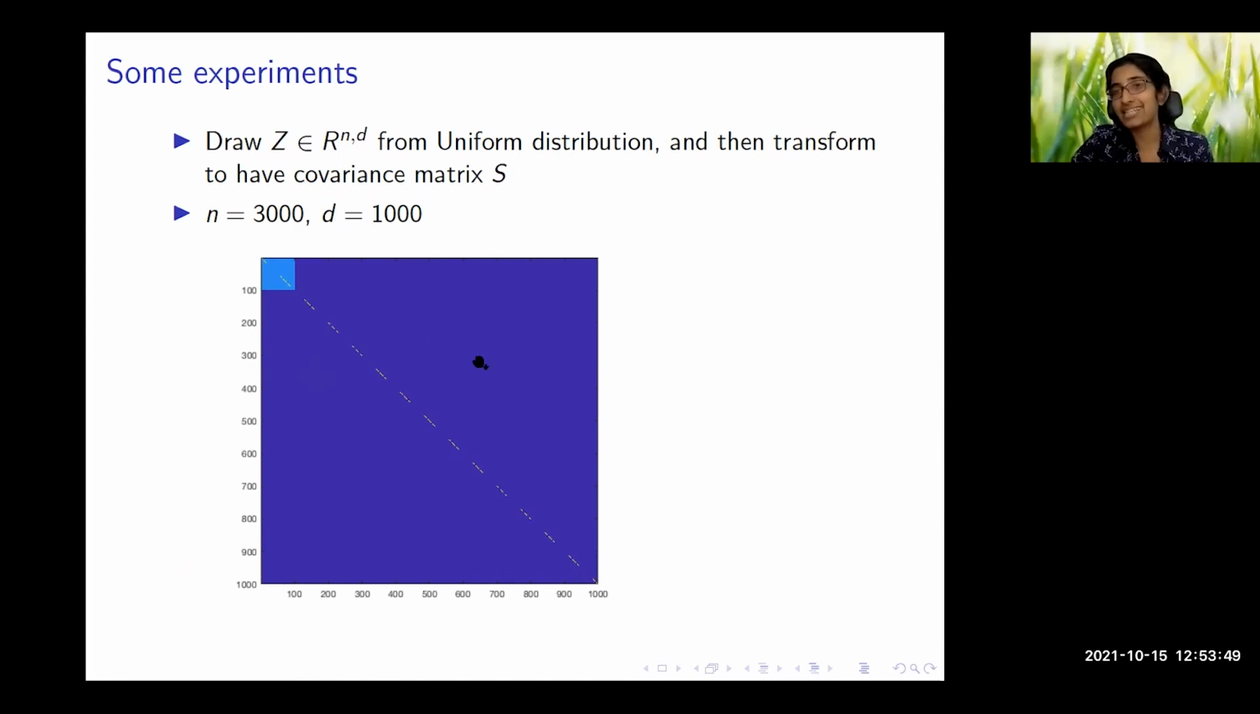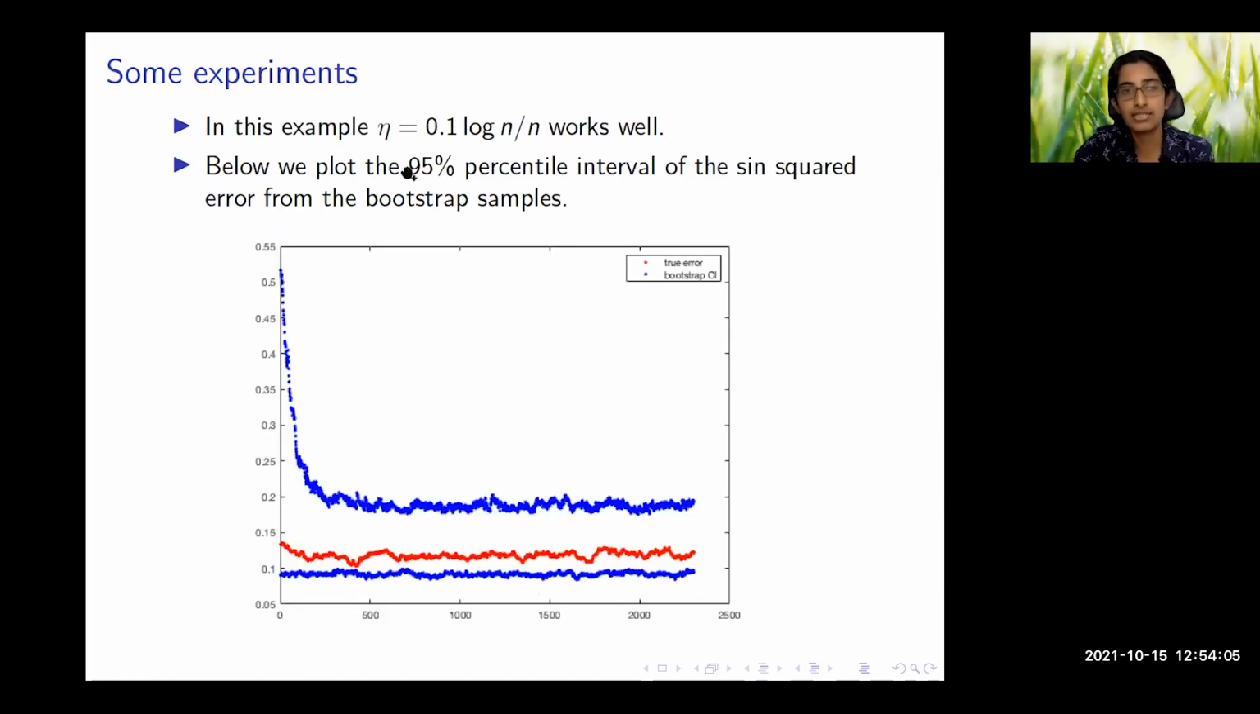What do we expect? The whole point of this is to say that if I give you bootstrapped CIs, and if I calculated the true sine squared error, are those CIs going to contain my true sine squared error? And that's what I'll show you. For this particular example, if you use this eta, which is fixed, like 0.1 times log n over n, it works really well.